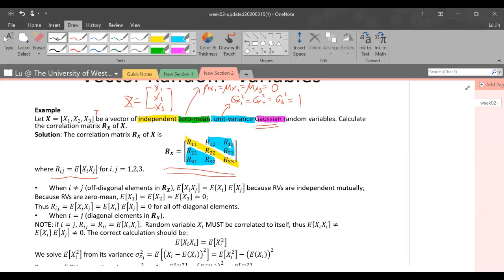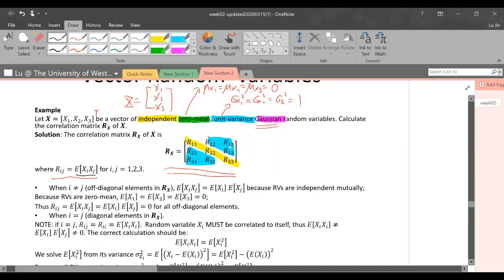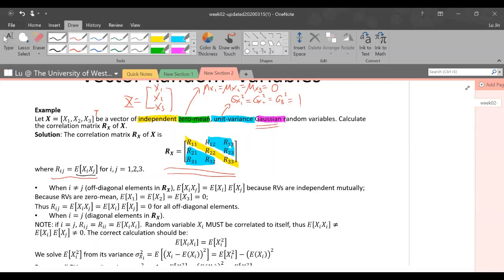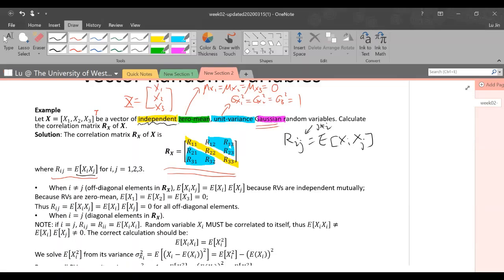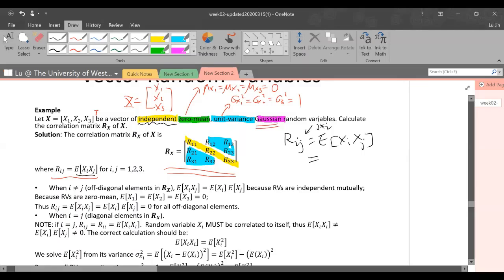So let's have a look. If i is not equal to j in this notation, that means the element is off the diagonal. In other words, they correspond to the elements highlighted in blue in this example. So the Rij, note please, i is not equal to j, is equal to the expectation of xi times xj. Now we need to use the conditions given in the question. All the random variables given in this example are independent. You can go back to the previous slides to find the property of independence. If 2 random variables are independent of each other, the expectation of the product of the 2 random variables is equal to the product of the 2 separate expectations. Like this.